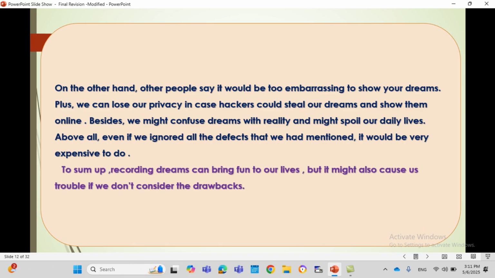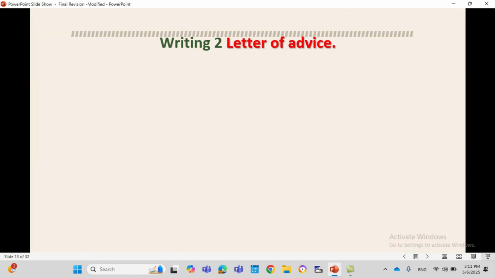Then we present the conclusion, and as I told you, you must be impartial, you must be neutral, you must not be biased to any of the two parts. To sum up, recording dreams can bring fun to our lives, but it might also cause us trouble if we don't consider the drawbacks. Let's come to the second writing task, which is letter of advice.